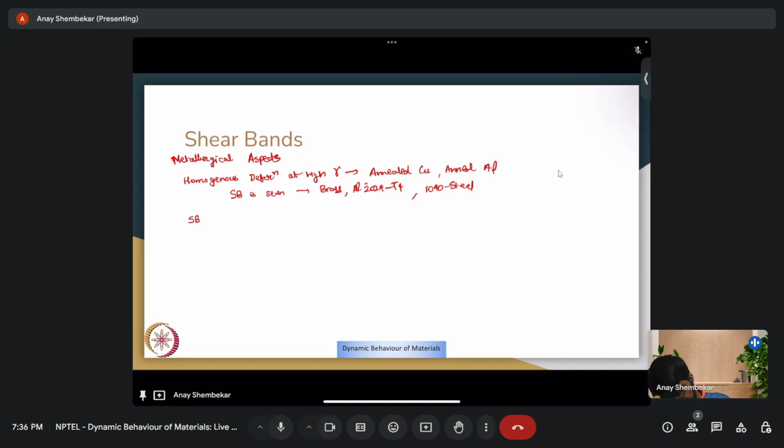Shear bands can be classified based on optical observation as either deformed or transformed. The key difference is that for the transformed shear band, the microstructure of the shear band appears very different.